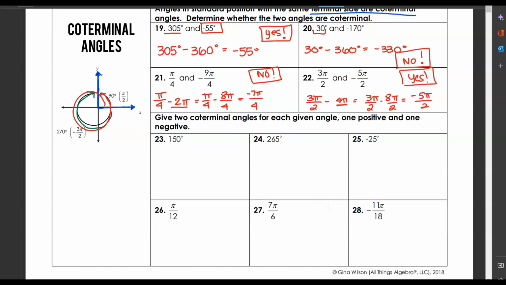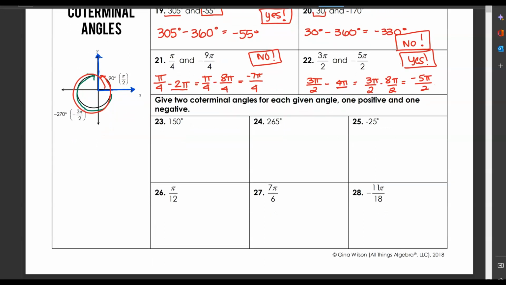Okay. All right, so for the last couple of ones, we want to give two coterminal angles for each given angle, one positive and one negative. So how do we go about doing that? What we're going to do is take the 150 for number 23, and we are going to add 360 degrees, because that'll give us an entire full rotation, and so that's going to give us 510 degrees. And so these two would be coterminal.